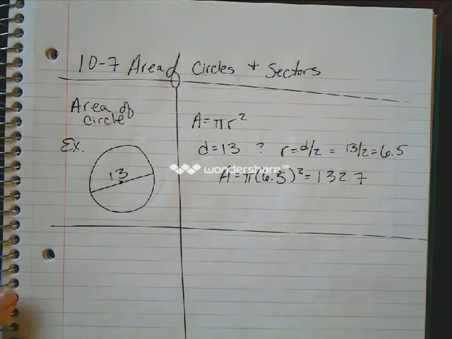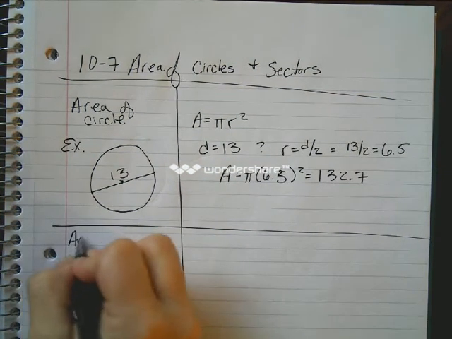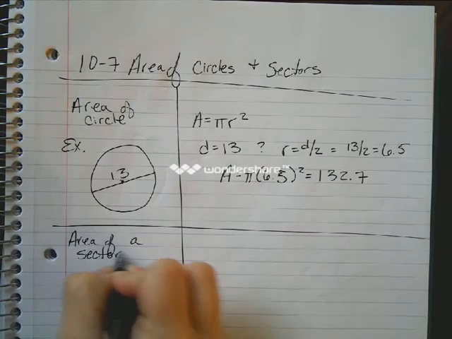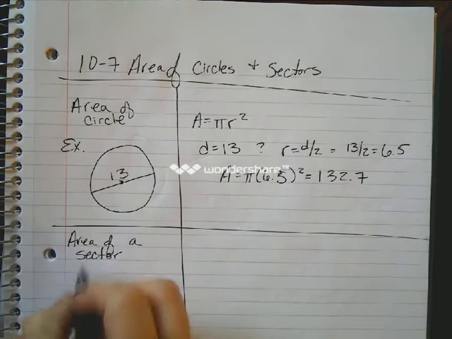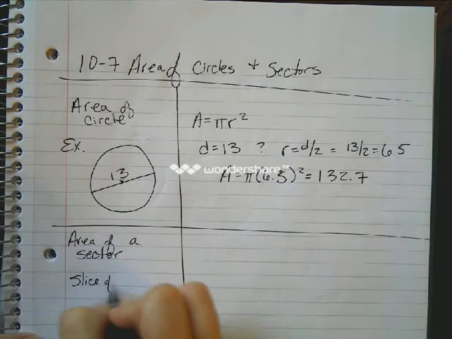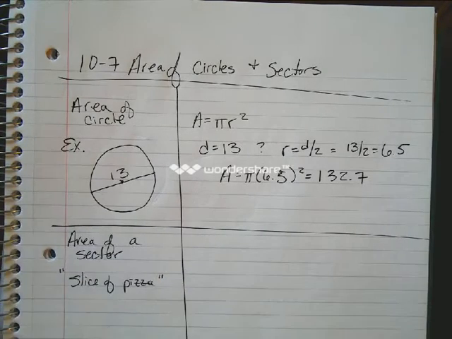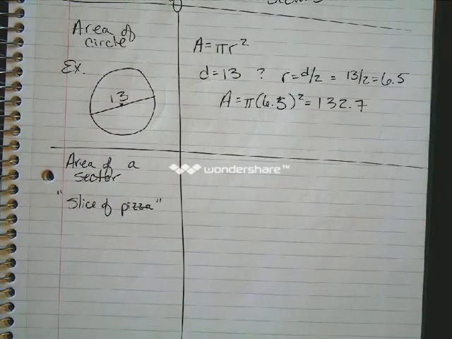All right, let's talk about area of a sector. Okay, a sector is just the part of the circle that's enclosed by the arc and the central angle. So it kind of looks like a slice of pizza. Which you can imagine can be very useful, because if you know the area of a slice of pizza, you can figure out how many calories or whatever is in it.